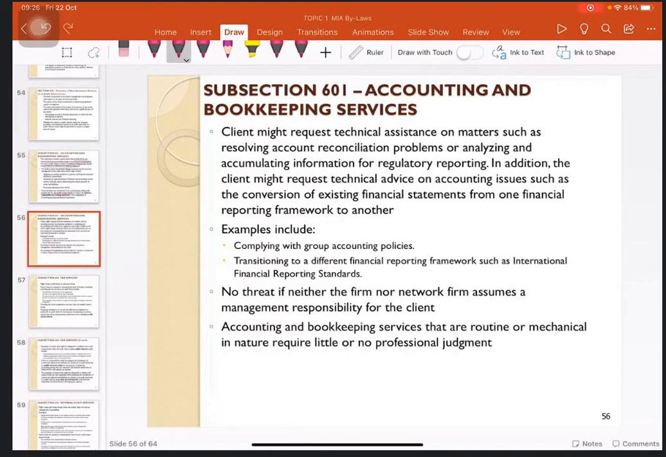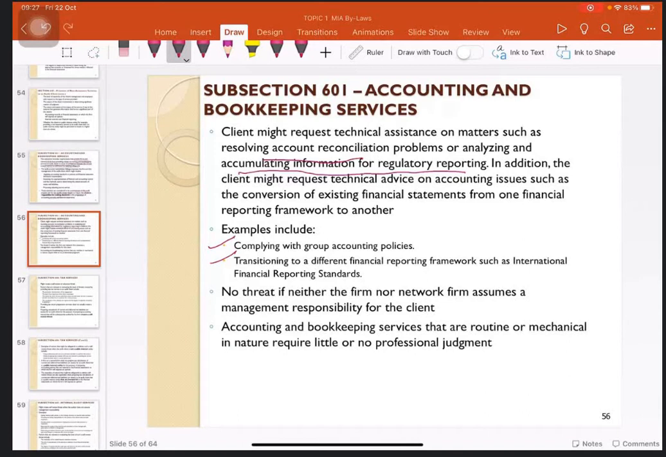Okay, client might request technical assistance on matters such as resolving account reconciliation problem or analyzing and accumulating information for regular reporting. In addition, the client might request technical advice on accounting issues such as the conversion of existing financial statement from one financial reporting framework to another. Okay, the example: comply group accounting policy, transitioning to a different financial reporting framework.